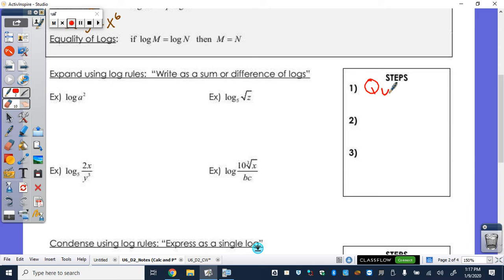So when we are expanding, our order is we deal with any quotients first, then we deal with products, and then exponents come last. So quotients, products, exponents. That is our order we follow when we're trying to expand it and make it larger.